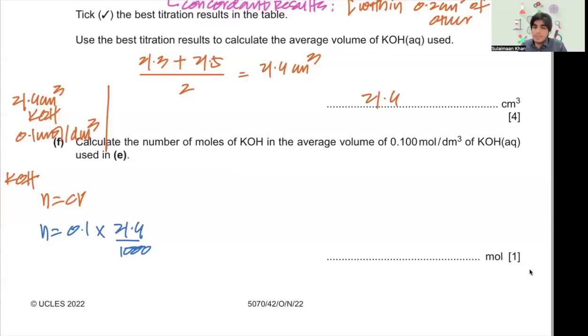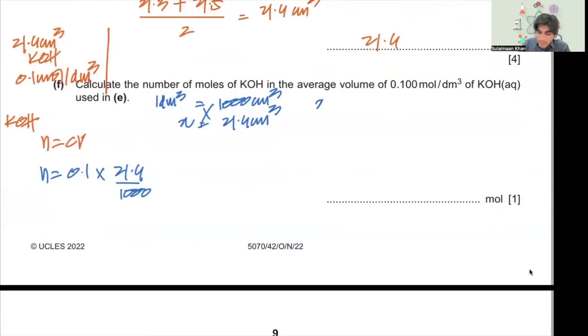Easy, easy peasy lemon squeezy. Sir, why is it divide? It's divided by 1,000 because 1 dm cube, which is 1 liter, equals 1,000 cm cube. So 21.4 cm cube would be how much? Cross multiply: x multiplied by 1,000 equals 21.4 multiplied by 1. x equals, 1,000 is being multiplied, so divide on both sides, 21.4 divided by 1,000. That's why. Hope it made sense.